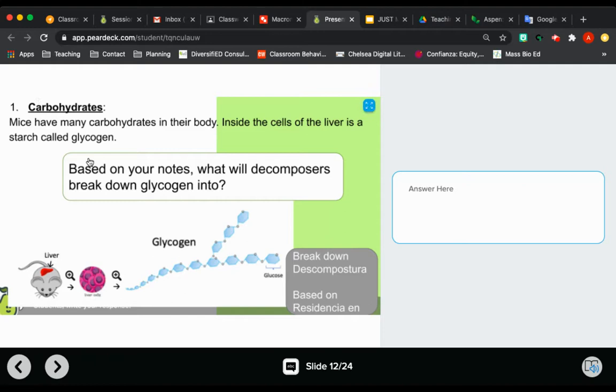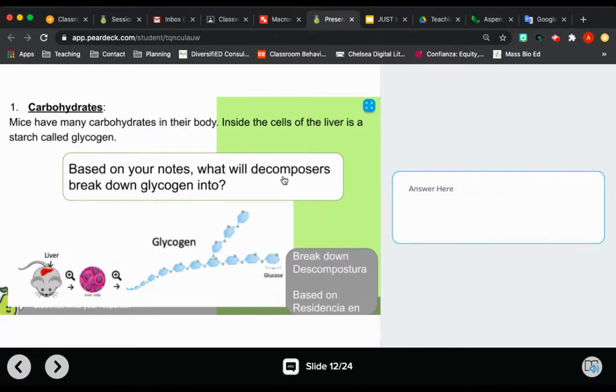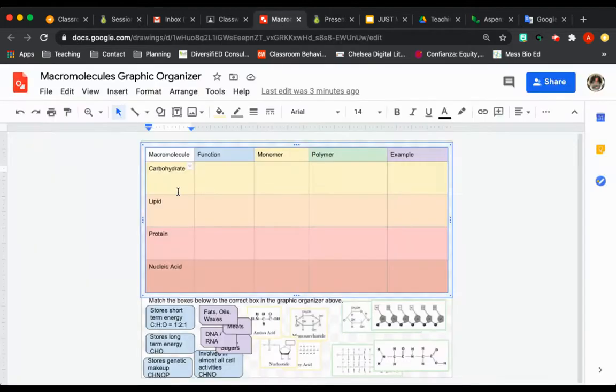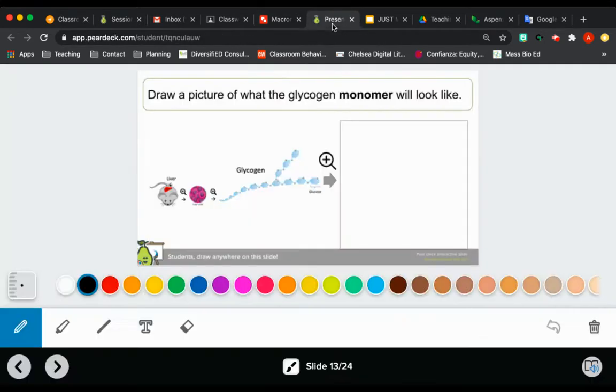So this is the same. It says, based on your notes, what will decomposers break down glycogen into? So what do you think they'll break down into? This molecule, a polymer. So draw a picture of what the glycogen monomer would look like. So think about the glycogen monomer. You can also look at carbohydrate monomer. Think about what one single unit of the glycogen would look like.